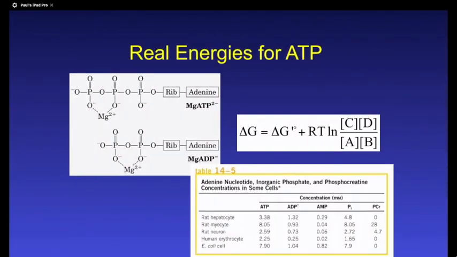Now, the real energies for ATP are manipulated in 2 ways. One, the concentrations, what's really happening inside the cell, because they're not all 1 molar. And secondly, magnesium. Of the 2, the concentrations or magnesium, which one will always lower the energy of ATP? Talk amongst your neighbors.